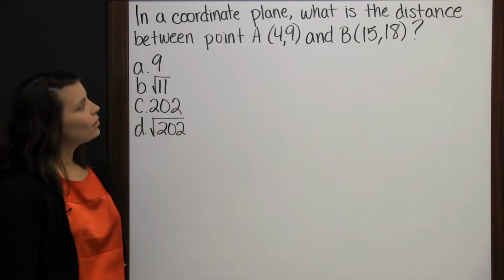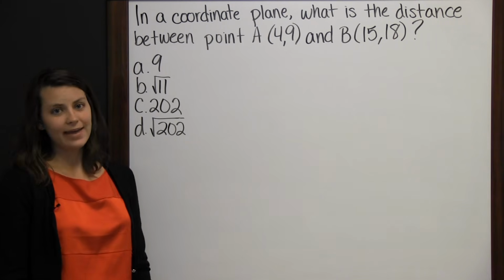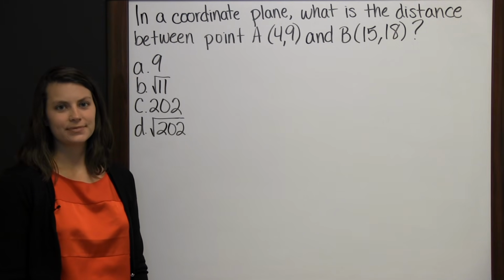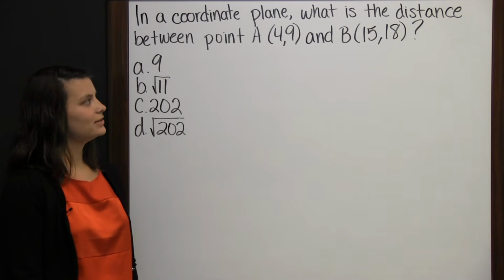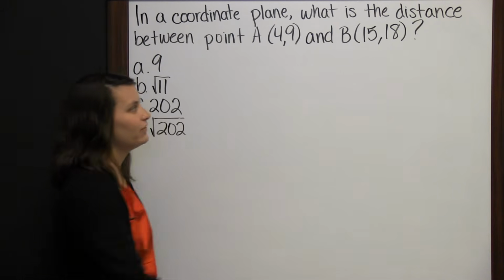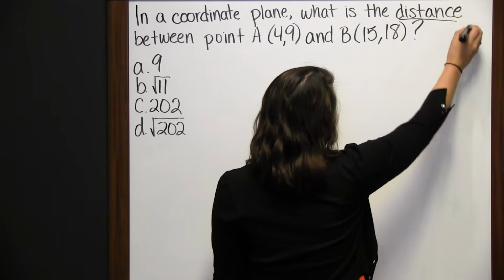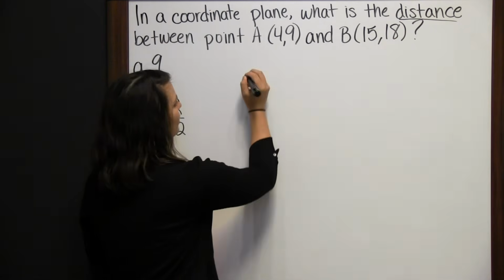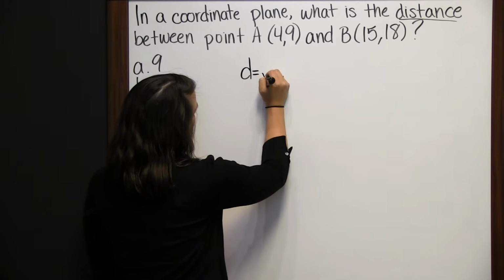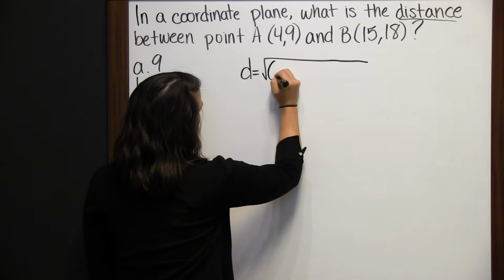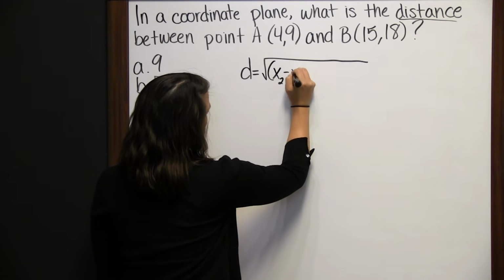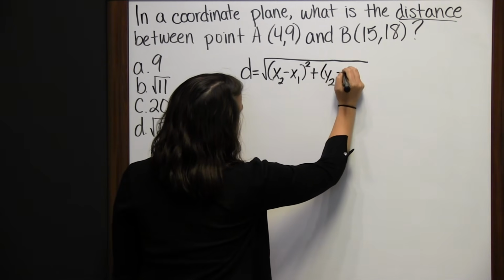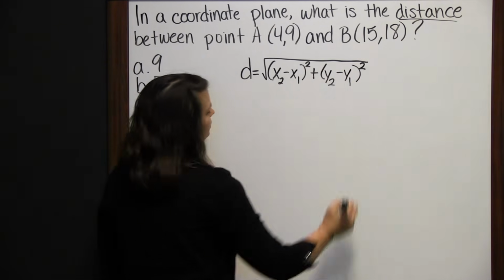In a coordinate plane, what is the distance between point A, (4, 9), and B, (15, 18)? Well, there's a very straightforward way to answer this question. If we want to find the distance between 2 points in a coordinate plane, then we need to use the distance formula. The distance formula is the square root of x2 minus x1 squared plus y2 minus y1 squared.